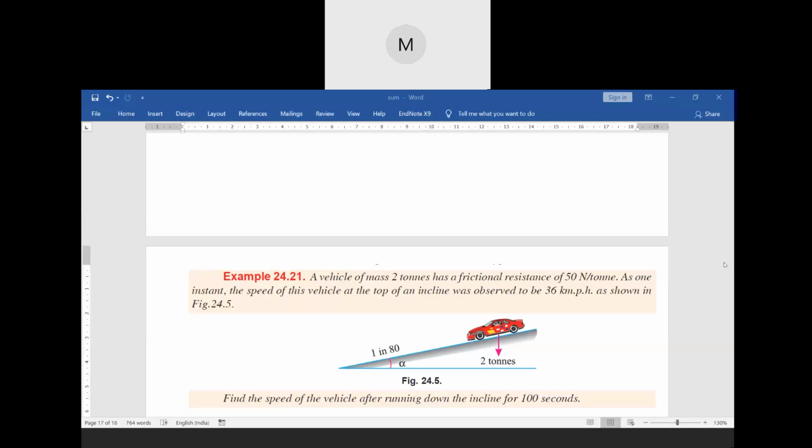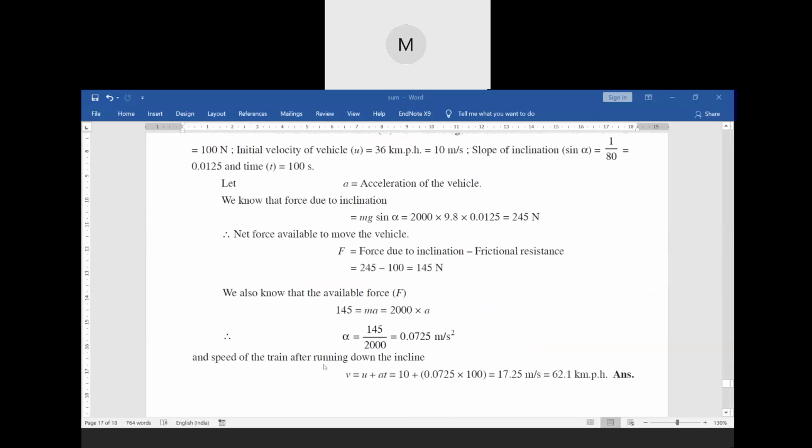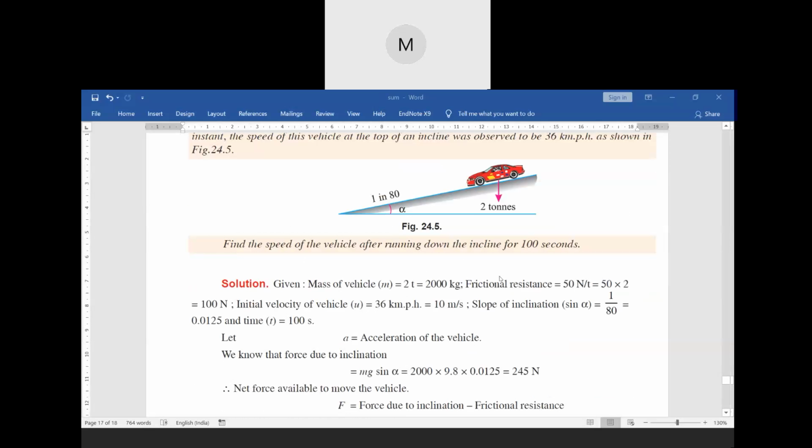Okay, good. People got the answers. So you have to do it in this manner. The answer is 62.1 kilometer per hour. Okay, very good.